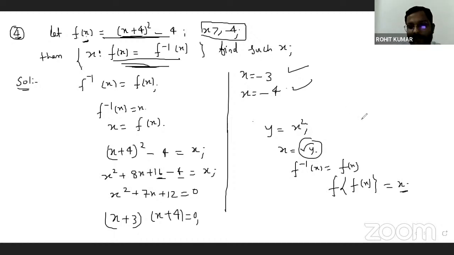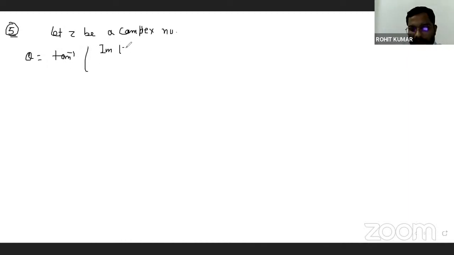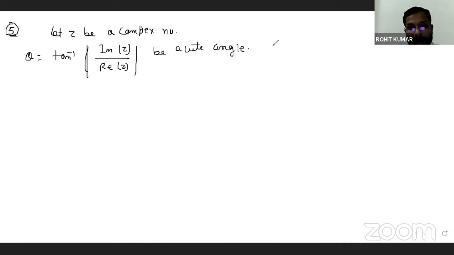Let's take question number 5, which is a big problem. I hope it is clear now. Z is a complex number. Theta is given as tan inverse of imaginary part of Z upon real part of Z, modulus of it, be an acute angle. Of course, it will be an acute angle if we have taken modulus. Argument of Z is theta minus pi.